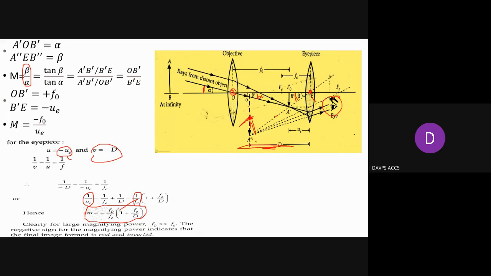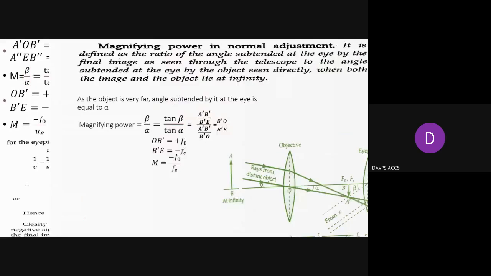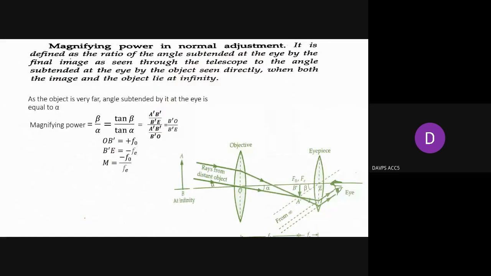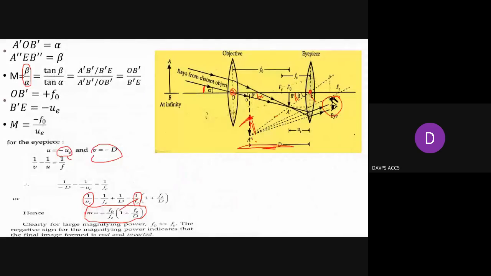Okay, this is for the magnification, and how that magnification is to be found when the image is formed at the least distance of distinct vision. This is the case for the distinct vision. Is it understood? All of you are clear or not? Yes, sir. This is the case for the distinct vision. Now you come to the normal vision.